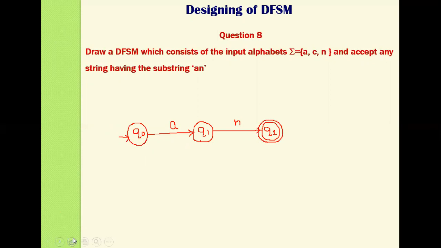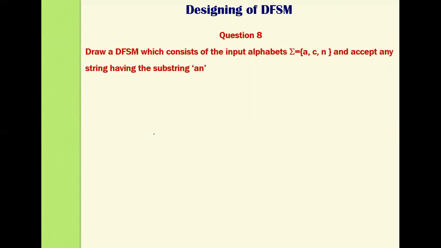Okay, now the next thing is that we have to know what are the other transitions which are left out. We have to check. Now what are the other inputs I have for Q naught? A, C, N are the input alphabets. So A is done. Now I'm left with C and N. Can we have C or N at the beginning? Yes, we can have, because AN is a substring. I can have any number of As and Ns at the beginning.